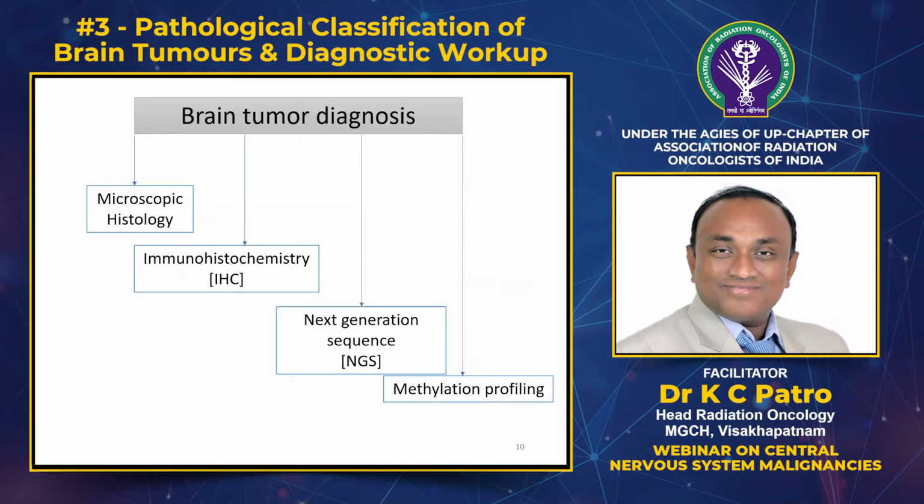If you see the brain tumor diagnosis, first it was microscopic histology, based on what the cell is and what the tissue is. Then came immunohistochemistry, and based on immunohistochemistry we did the brain tumor diagnosis. Then next generation sequencing, then methylation profiling. These are the four ways in which diagnosis improved.